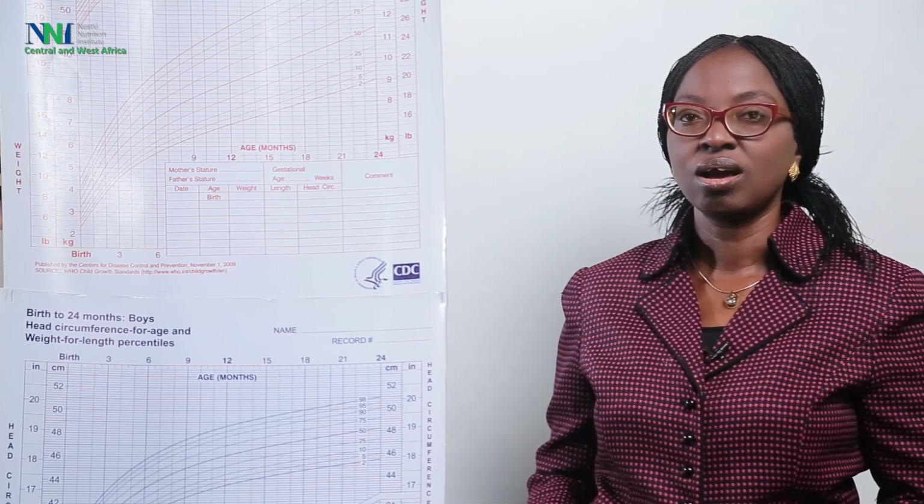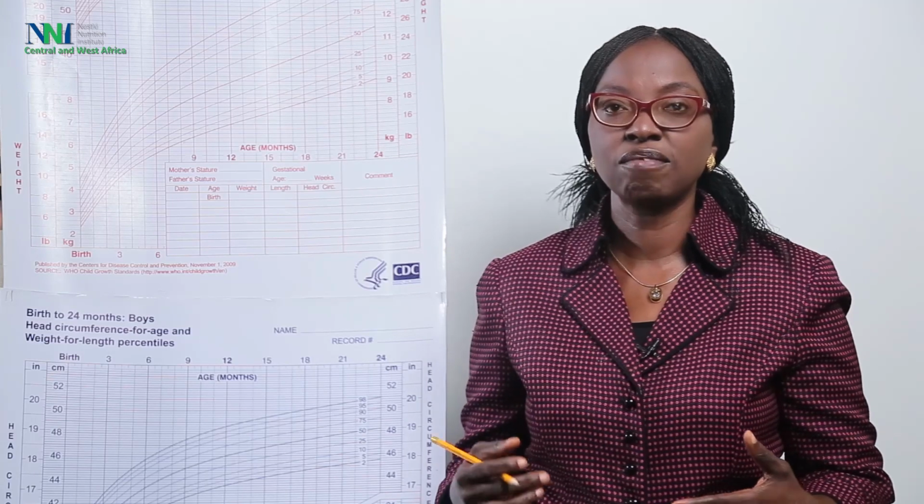This video presentation is about practical growth monitoring. Growth monitoring is the regular measurement of the size of a child. That is, the height, weight, and head circumference are measured regularly. They're recorded and plotted on a graph, and the pattern of the curve is observed to detect if there's any faltering in the growth of the child.